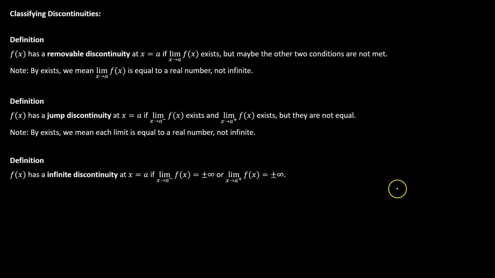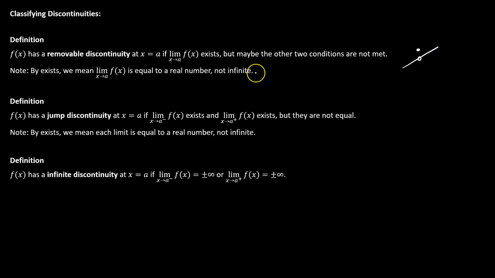The formal definitions for each of these, we have the removable discontinuity. Formally, we say that a function would have a removable discontinuity if the limit exists, but maybe the other two conditions are not met. So the limit exists, but the function is not equal to the limit at the point that we're approaching, just like we saw where the hole had been removed from the function. So there was like this big hole and it had been moved somewhere else.